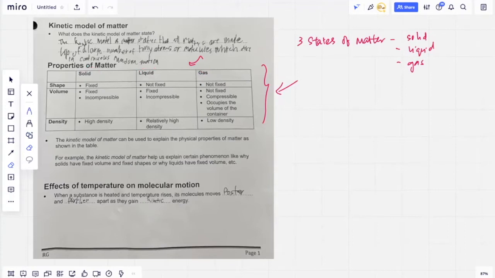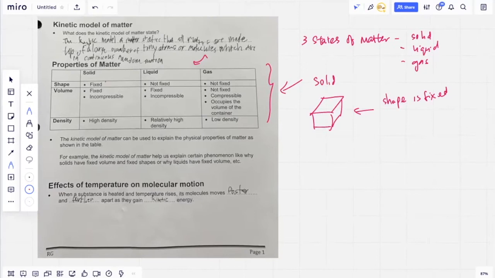Okay, so they tell you that solids probably look like this, and the shape is always fixed. That means if I have a cube, it will always look like a cube. It will not change into something else unless I take a knife or a pair of scissors or something to reshape it. If not, the shape is always the same. So that's why the shape of the solid is fixed.